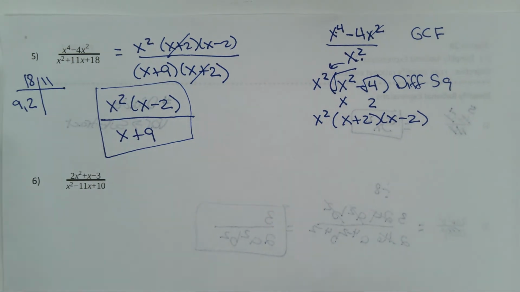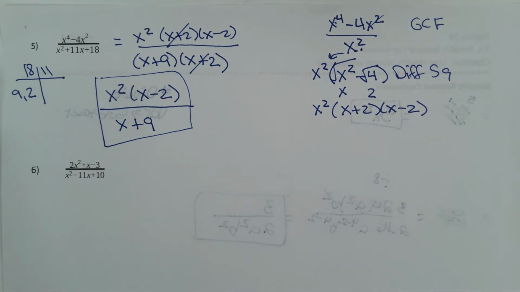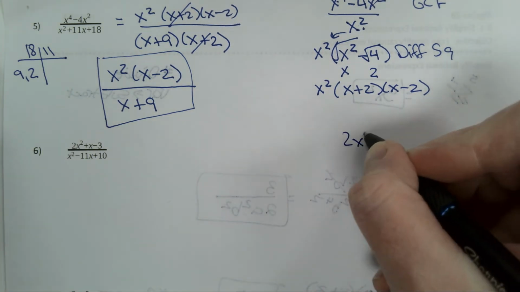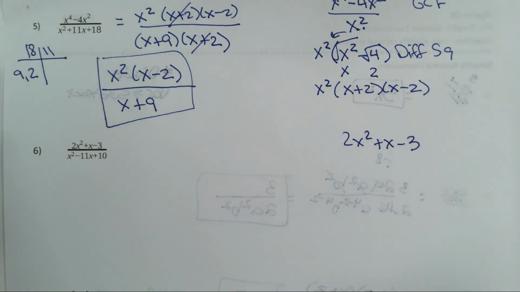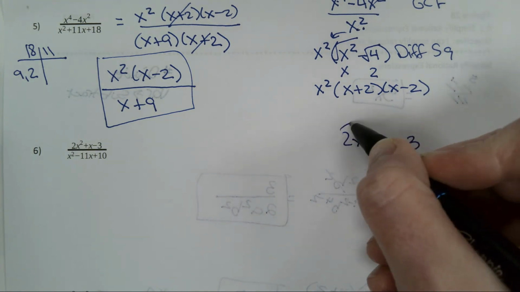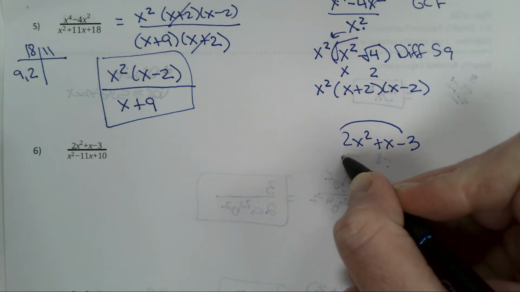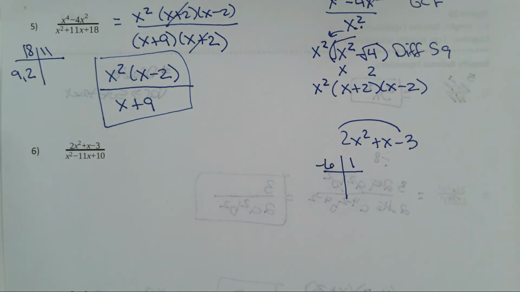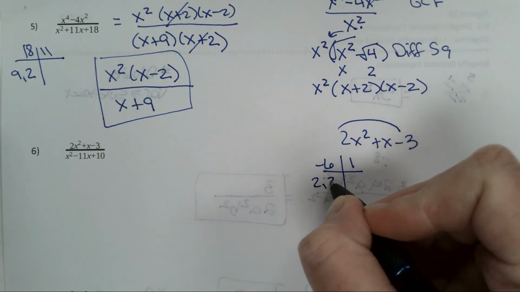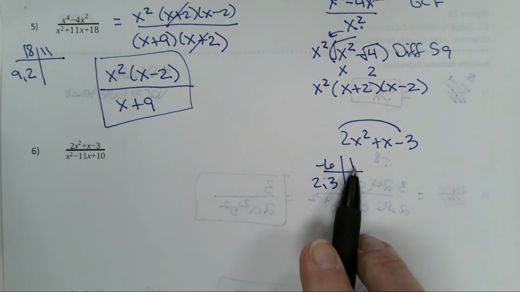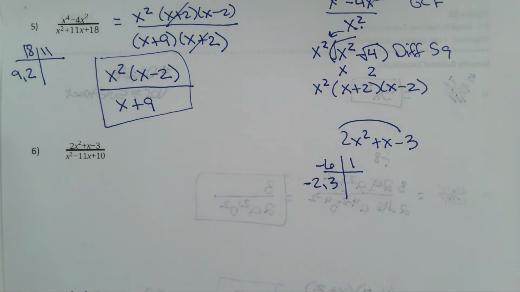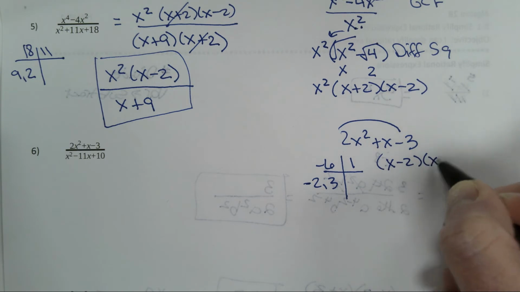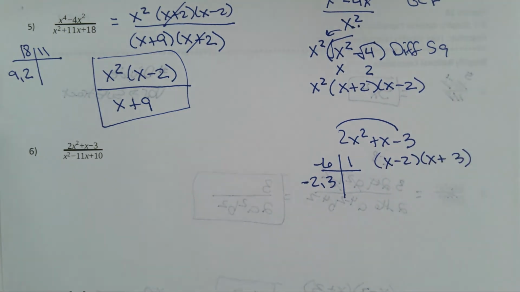Number 6. I need to factor 2x squared plus x minus 3. So I have a trinomial. I'm going to make an ACB chart. I need factors of negative 6 that add up to 1. So 2 times 3 is 6. It has to add up to a positive, therefore the 2 has to be negative. So this factors as x minus 2, x plus 3.